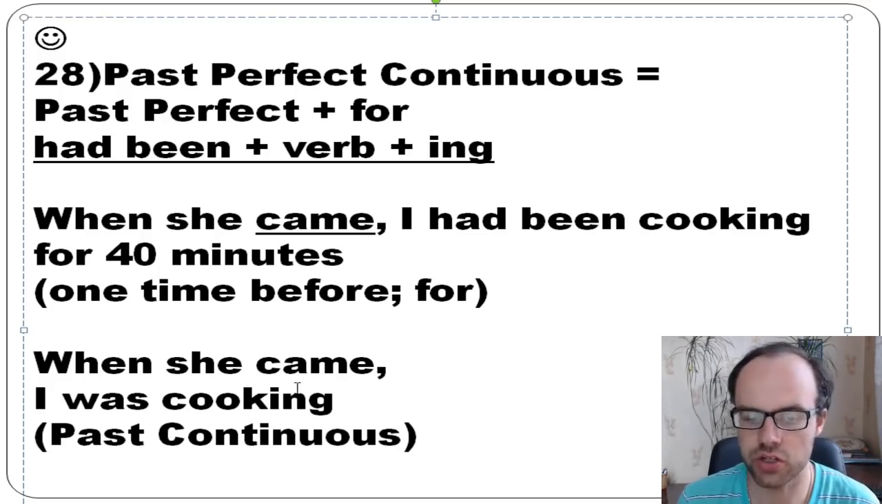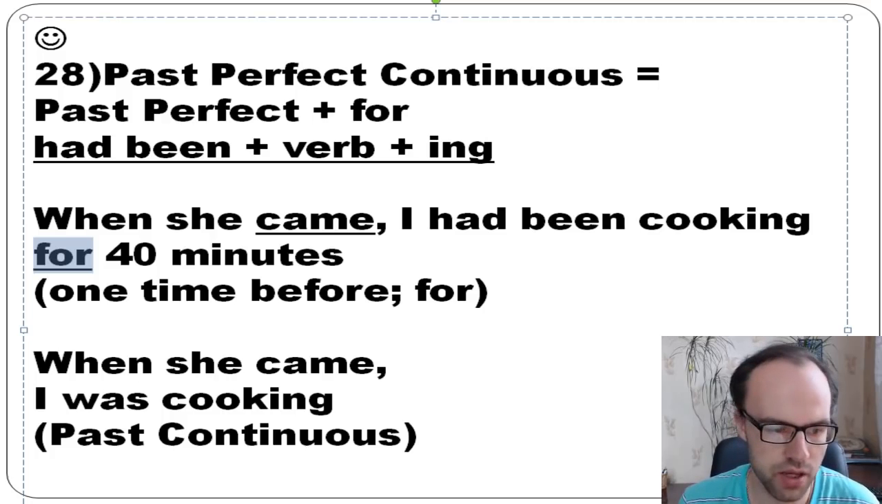If you say, when she came, I was cooking, it's past continuous. So it's a long action, but we don't see that it happened 20 minutes earlier, 30 minutes earlier. But if you have for, you need to use past perfect continuous. It's one time before, okay?